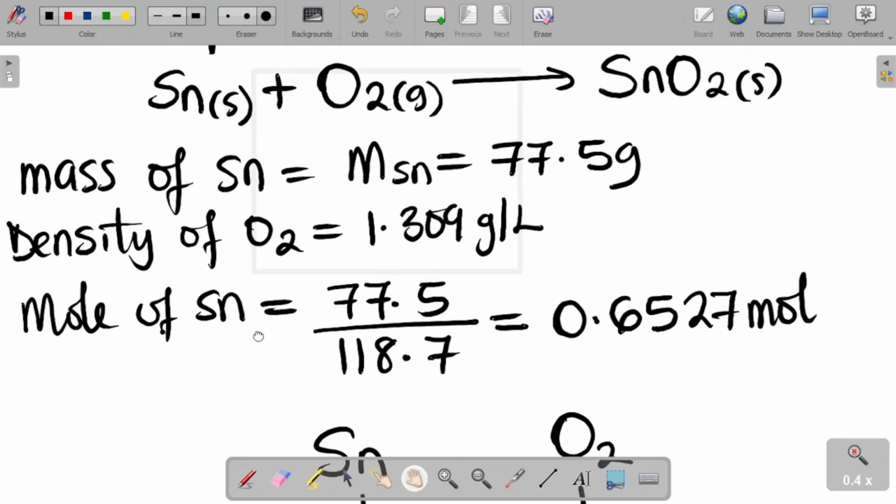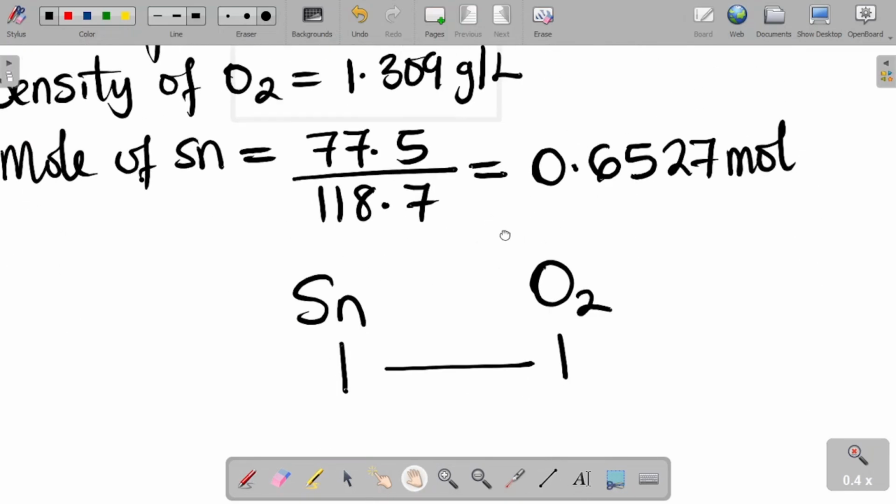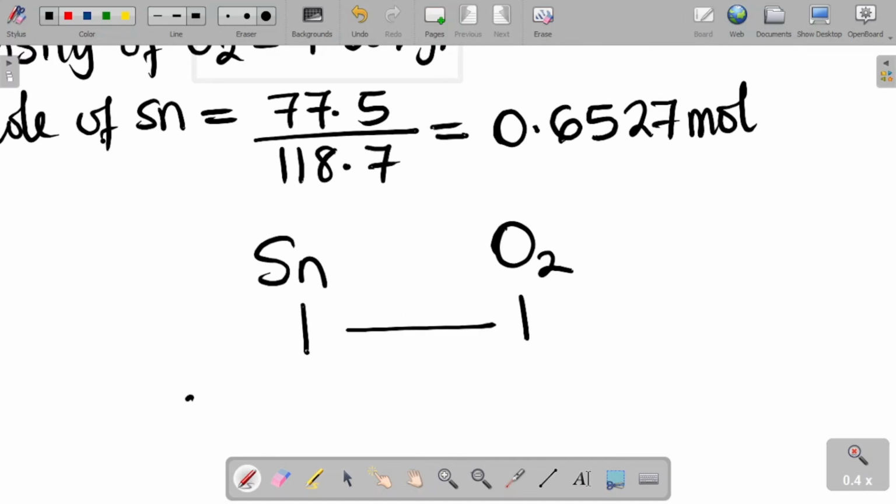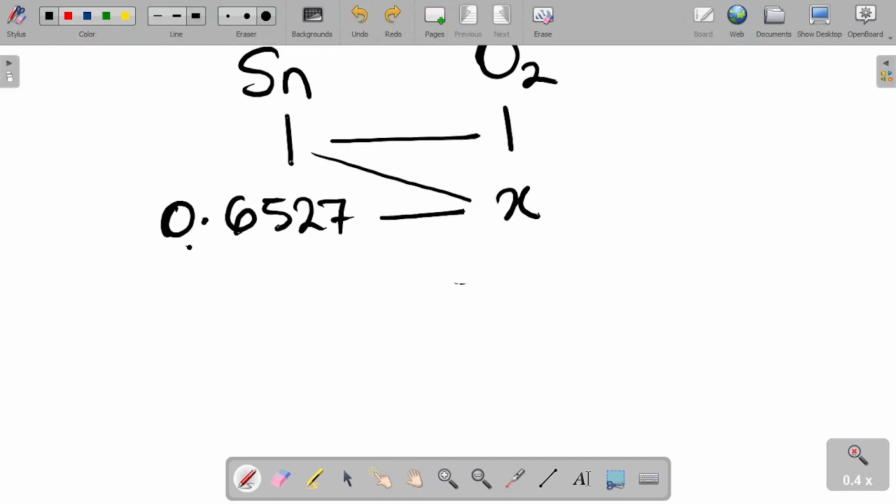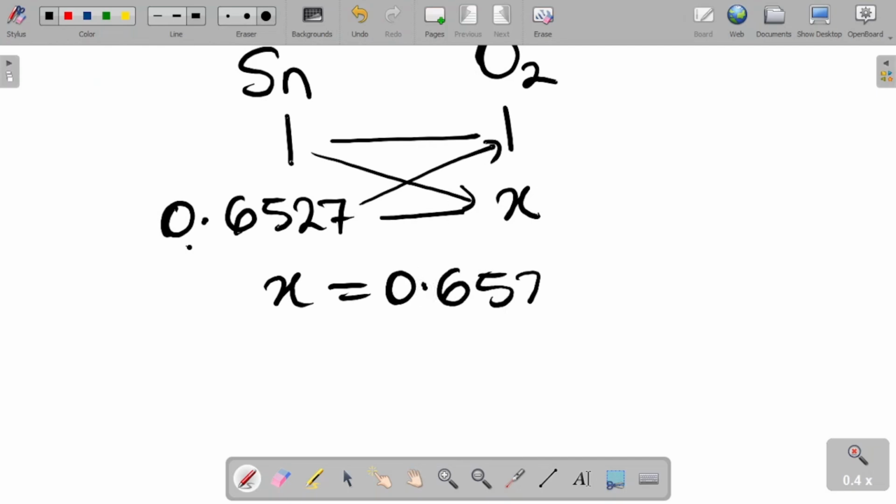Now, from the given question, from our mass, we've gotten the mole of tin to be 0.6527. What will be the equivalent mole of oxygen for this particular mole of tin? Well, it's as easy as cross multiply. 1 times x gives you x is equal to 0.6527 times 1, which is the same thing. That means we'll have that x is equal to 0.6527 mole of oxygen.